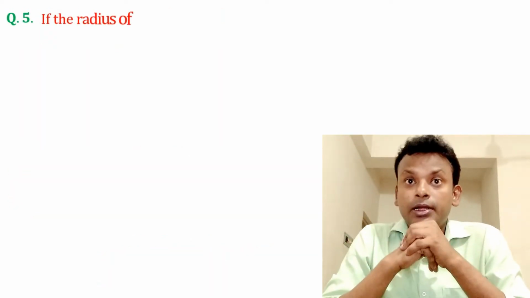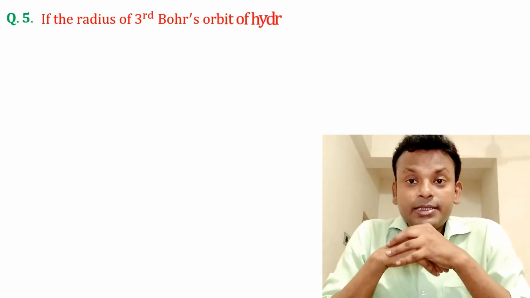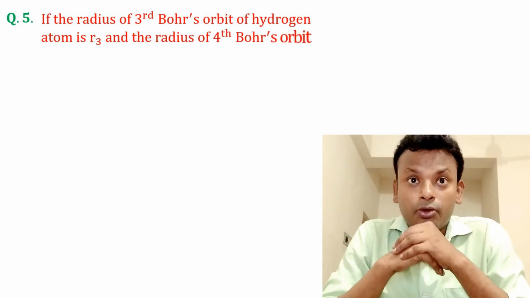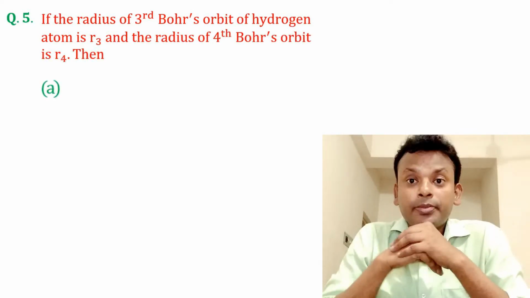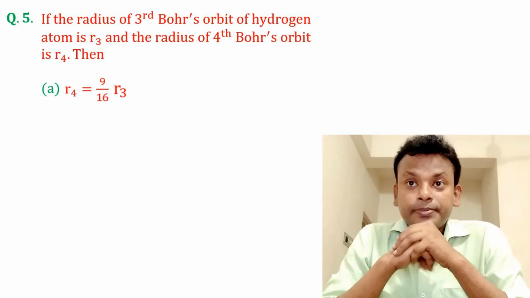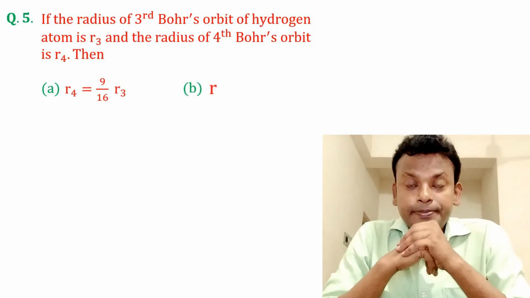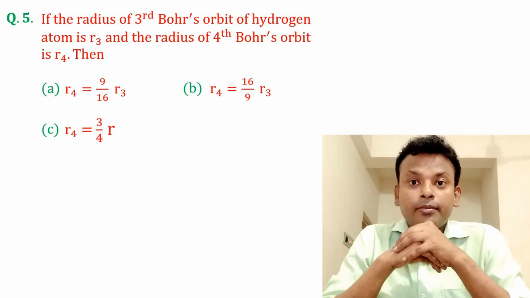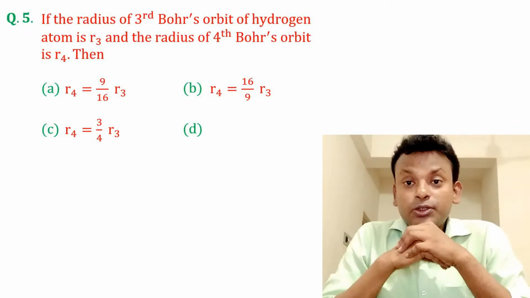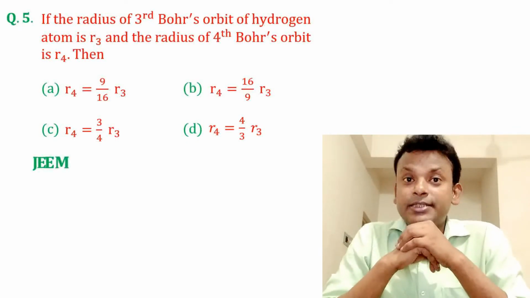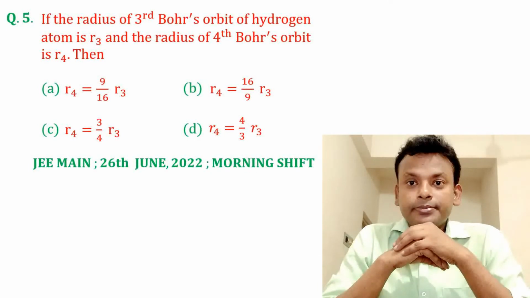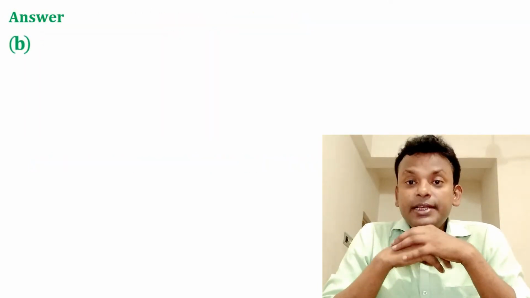Question number 5. The radius of third Bohr orbit of hydrogen atom is R3 and radius of fourth Bohr orbit is R4. Then option A, option B, option C, and option D. This question was set in JEE Main 26th June 2022 morning shift. Answer: option B is correct.